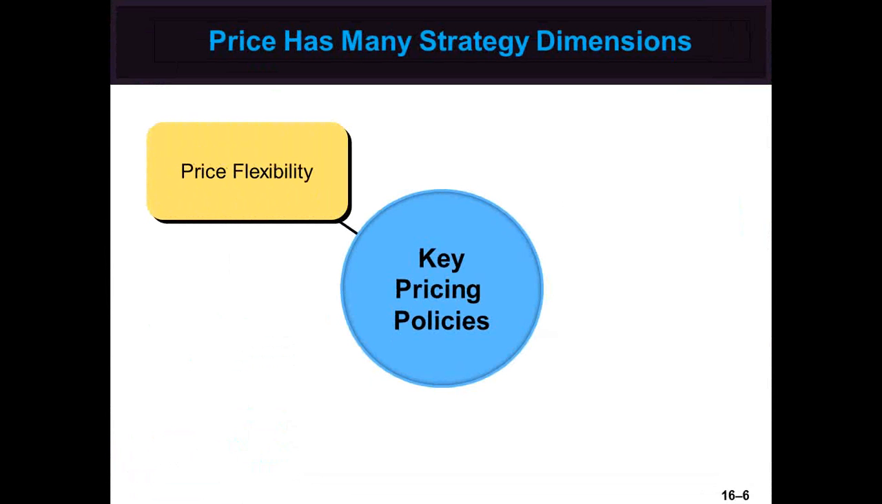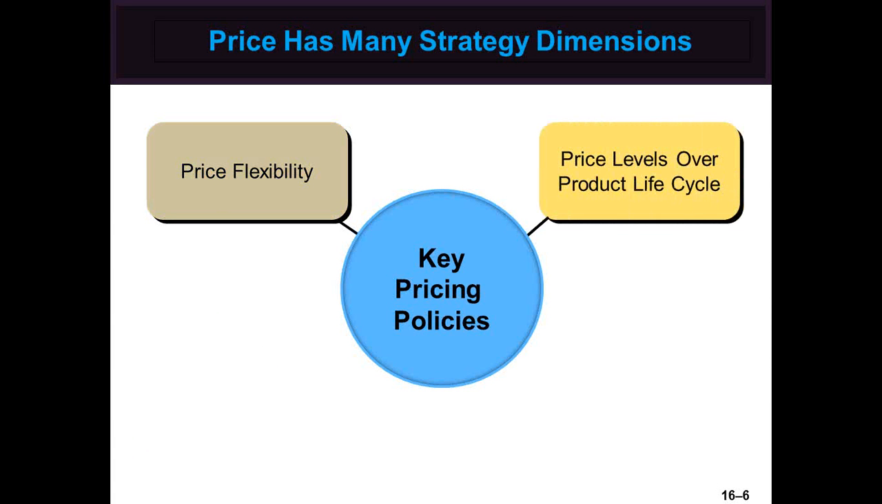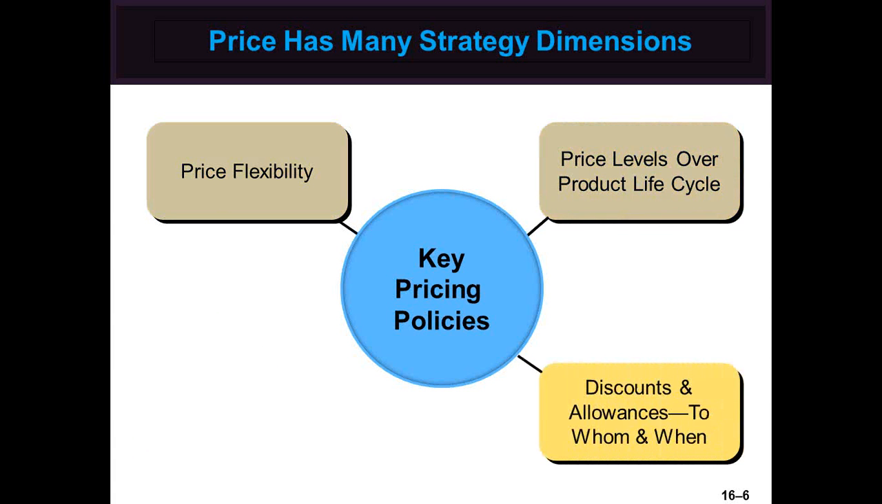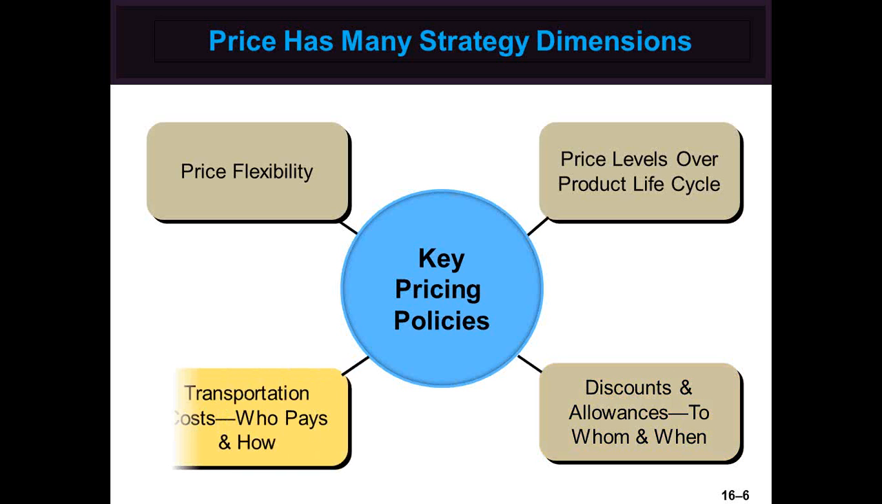So, guided by the company's objectives, marketing managers must develop a set of pricing objectives and policies. The pricing objectives and policies should spell out how flexible prices will be, at what level prices will be set over the product life cycle, to whom and when discounts and allowances will be given, how transportation costs will be handled, and clearly prices reflect many dimensions which in turn impact customer value and buyer behavior.